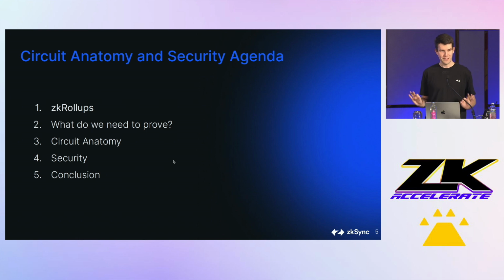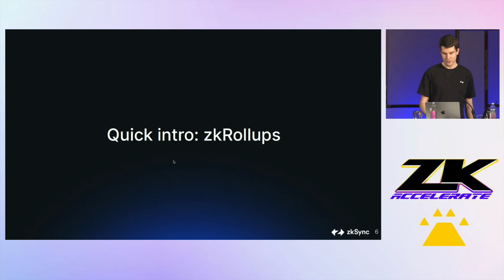So today's agenda. Very brief intro on ZK rollups. I know you guys already know what they are, but very, very brief, and then we'll dive deeper into more interesting things. And then what do we need to prove to make a ZK rollup? Circuit anatomy, which is a new buzzword that I've made up for this talk, but it's the structure of how all of our circuits fit together. And I'll talk about security and conclusion.